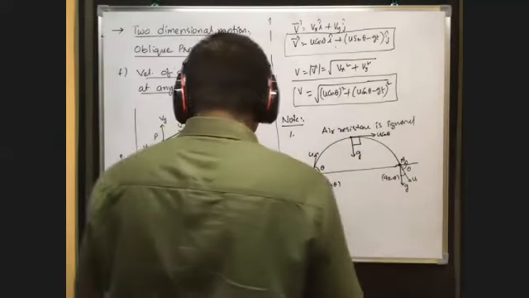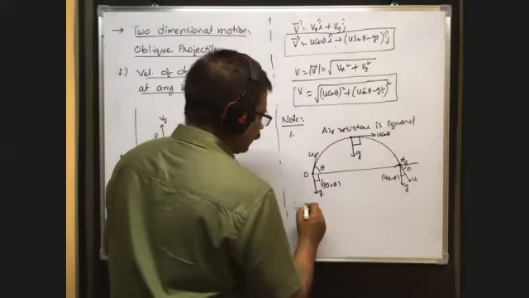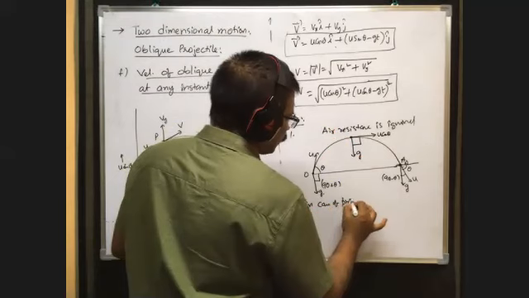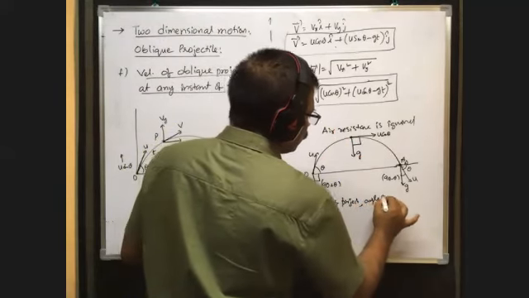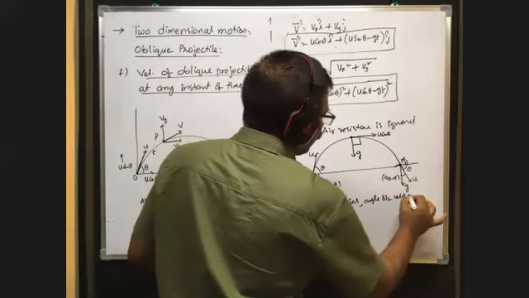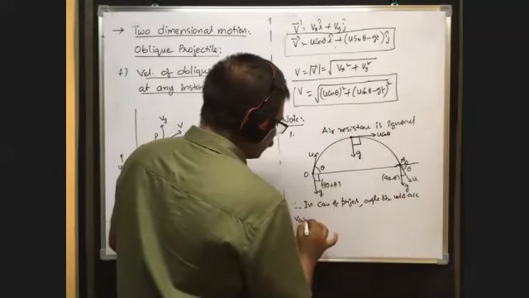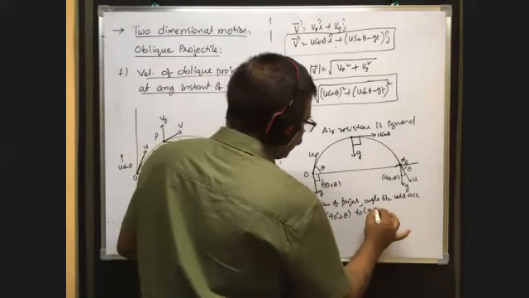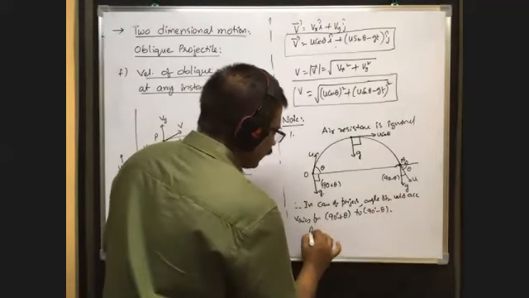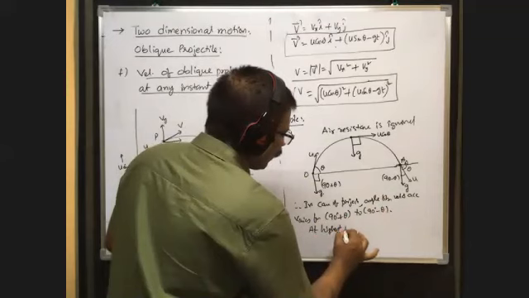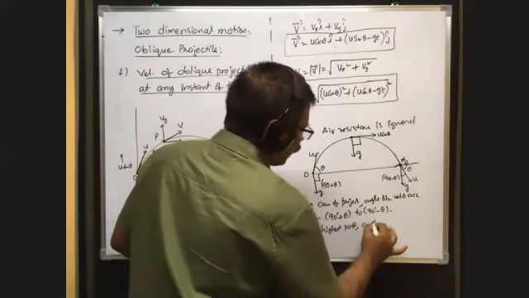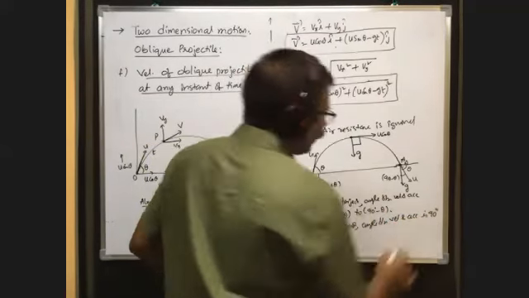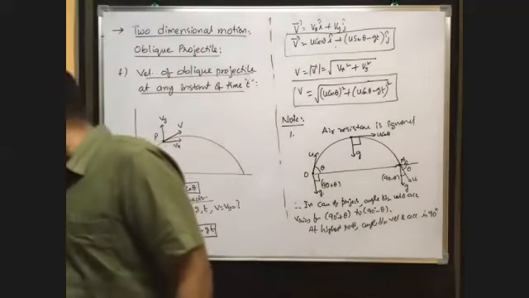Therefore, in case of a projectile or oblique projectile, the angle between velocity and acceleration varies from 90 degree plus theta to 90 degree minus theta. At the highest point, the angle between velocity and acceleration is 90 degree. Okay, next.